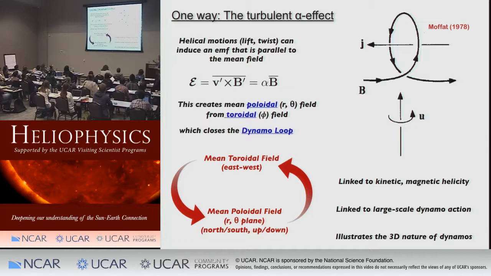You can also make toroidal field from poloidal field. So you can take a north-south flow, lift it and twist it into east-west. So alpha squared omega dynamos are possible, and there's been a lot of work on them. But mainly the omega effect is what's responsible for generating the toroidal field. And those are called alpha-omega dynamos, which we'll play with in the lab this afternoon.